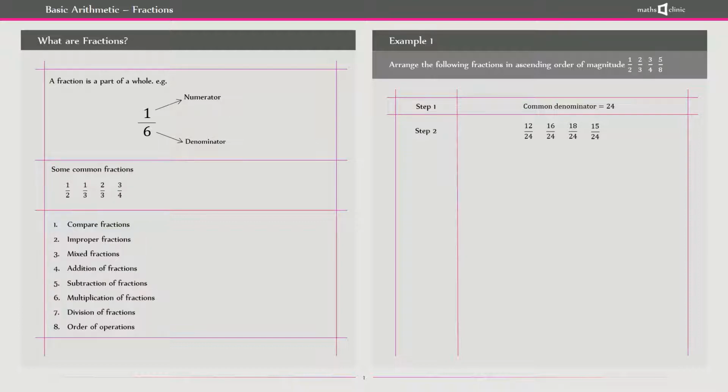Okay, and basically you can see we have 12, 16, 18, and 15, and at this point we can go ahead and compare the fractions, and we'll see that the smallest one here is 12 over 24, then 15 over 24, then 16 over 24, and 18 over 24, i.e. we have 1 over 2, then 5 over 8, then 2 over 3, and finally 3 over 4. So that's pretty much the idea. That's how to go about comparing fractions.